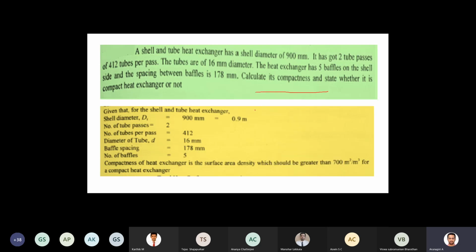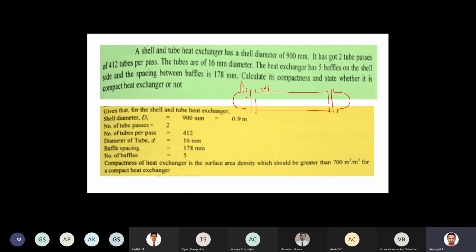So this is your shell and tube heat exchanger. This is your shell part. Here you have a tube. This is your head. Here you have the nozzle inlet. This is the shell side fluid inlet. They didn't mention anything about the flow arrangement, so we need not bother, or we can assume the type of flow arrangement.